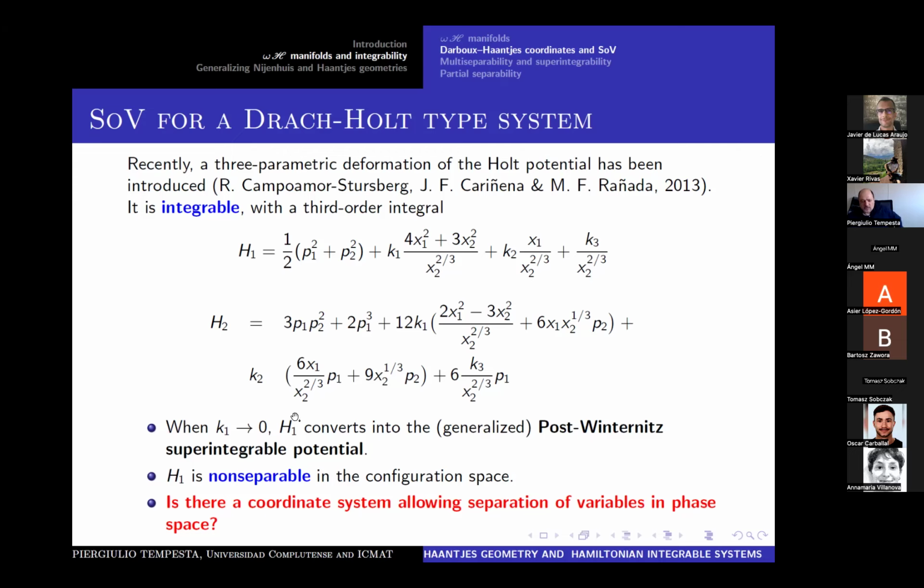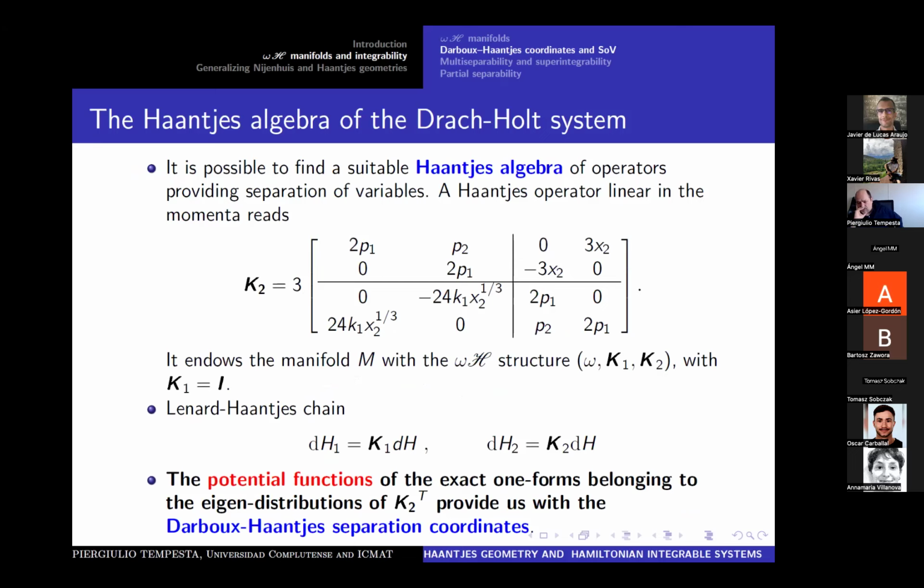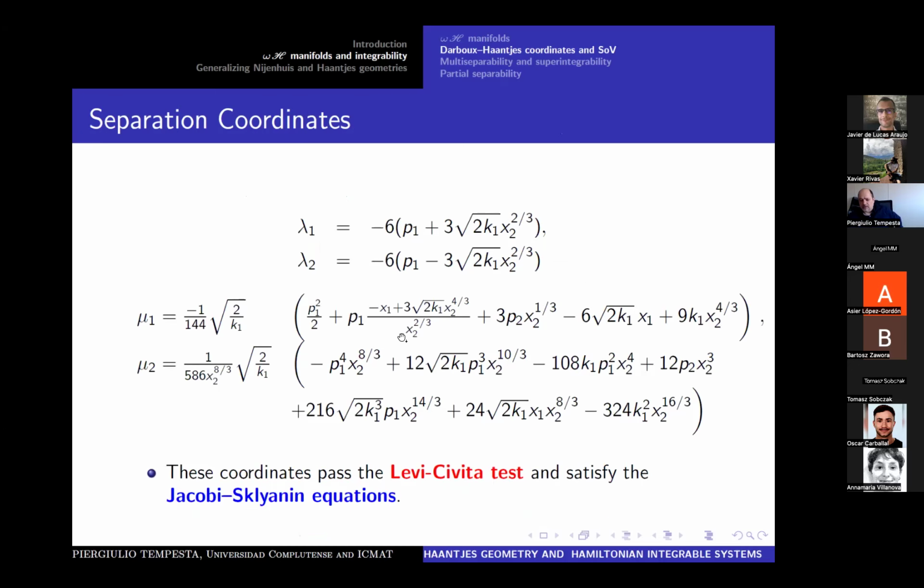But actually, as we know, the full phase space is the real framework where separability should be considered. And the question is: is there any coordinate system in the full space allowing separation of variables? The answer is yes. With this Haantjes algebra approach, you can find these coordinates. First of all, you can construct an omega-h structure given by two operators, k1 and k2, where k1 is trivial, the identity, but k2 is non-trivial, this one. Then you can apply our machinery and find the Darboux-Haantjes separation coordinates in a quite straightforward way, which are these ones, a bit complicated, but in principle very well defined. So you can obtain them in an algorithmic way.